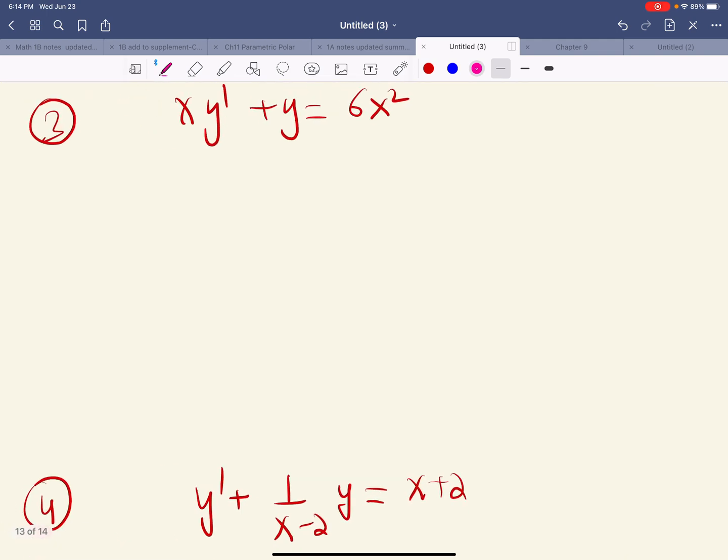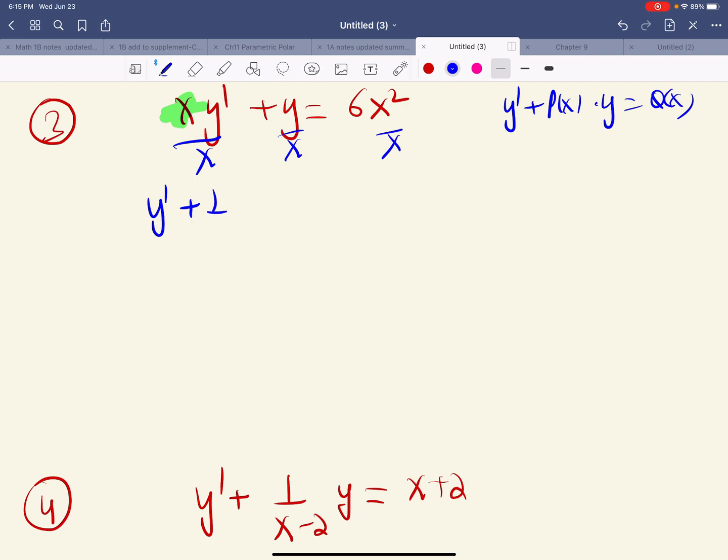Next example: x y prime plus y equals 6x squared. Again, is it first order linear? y prime plus p of x times y equals q of x. Actually, not yet, because we don't have y prime by itself; we have something sitting in the front. We will divide everything by x. That would make y prime plus 1 over x times y equal to 6x. Now it is in first order linear form.